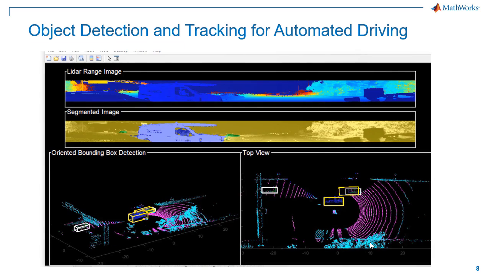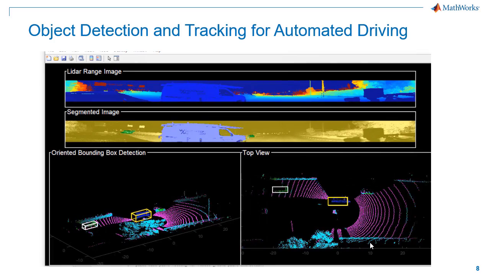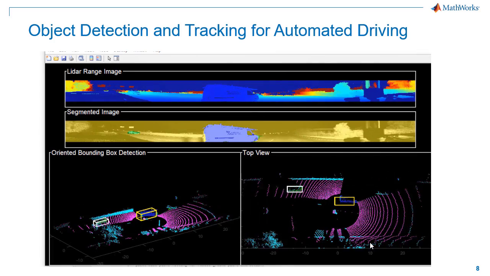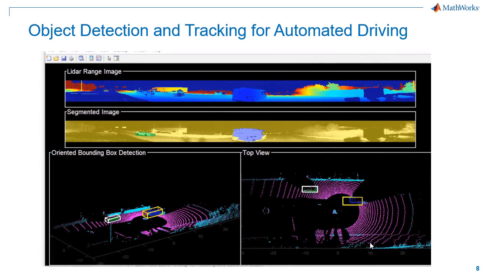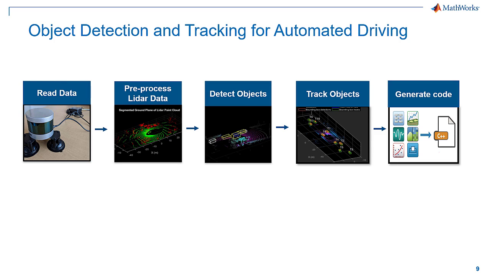Now let's take a deep dive into our first example to detect and track objects for automated driving applications. Here is how our workflow looks like. We'll first read point cloud data into MATLAB and then do some pre-processing. After that, we'll detect objects on the pre-processed point cloud data. Then we'll track these objects using a JPDA tracker. Finally, we'll create C code for this algorithm to deploy it on a hardware.